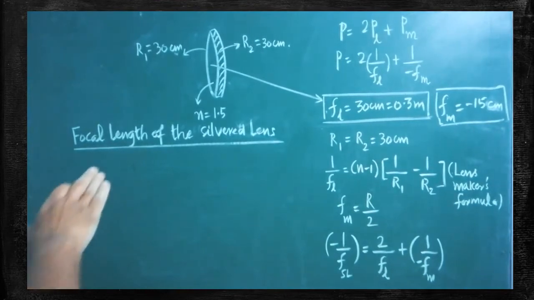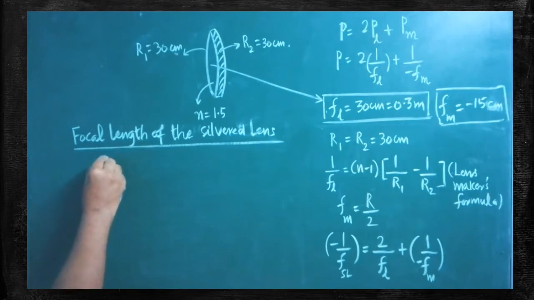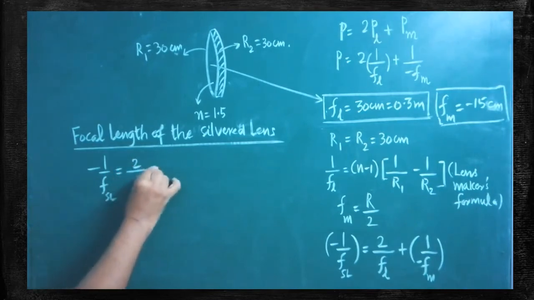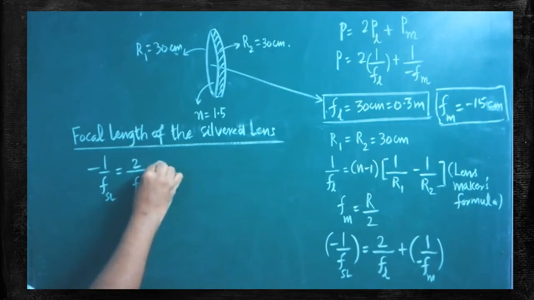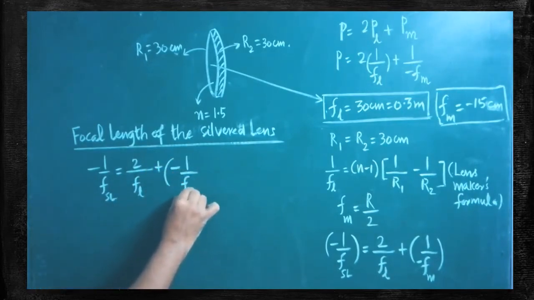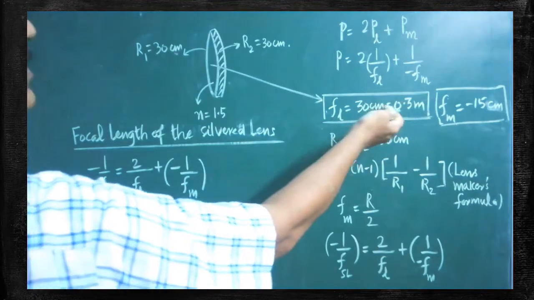Now we are going to calculate the focal length of the silvered lens. This formula can be used. Minus 1 by the focal length of the silvered lens is equal to 2 divided by the focal length of the convex lens portion plus, and then within the bracket we have to write the focal length of the mirror portion, that should be taken as negative. So this is a very fundamental formula, in which we have to substitute all the known values. Already we have calculated the focal length of the lens and the focal length of the mirror.